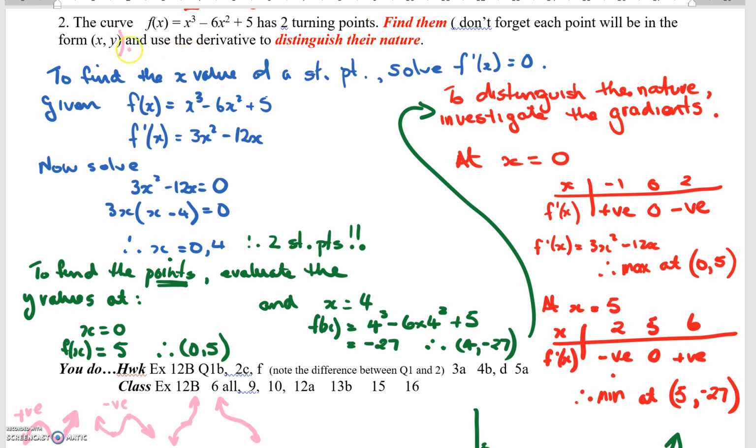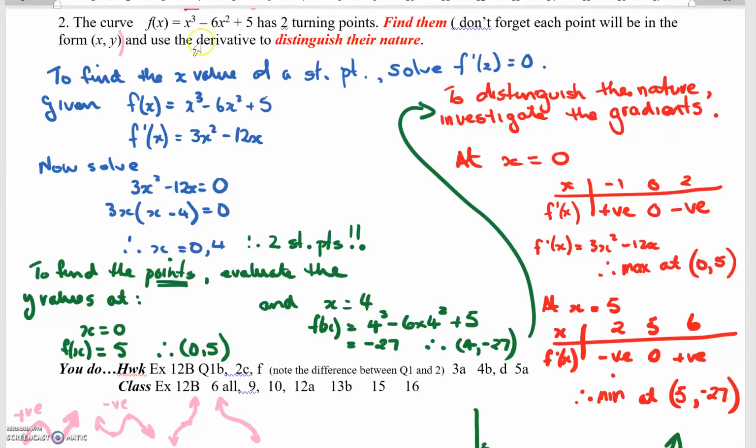So find them and use the derivative to decide whether they are maximums or minimums. You almost certainly know that the first turning point you come to should really be a maximum, and the second one should be a minimum. So it's always great if you've got an understanding of what your answer should be from the beginning.